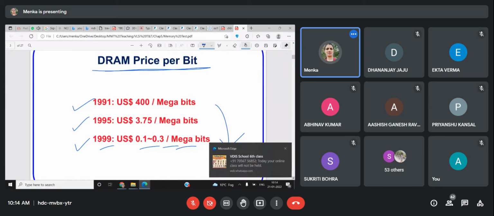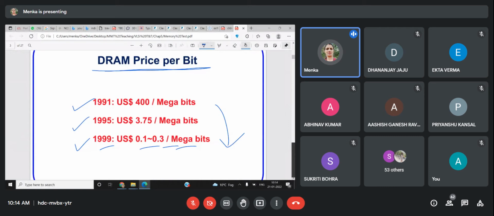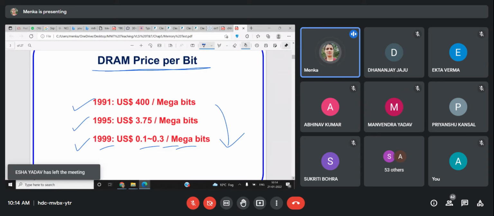गीगाबिट्स में आ रही है ना? योर पेन ड्राइव इज जीबी, राइट? एमबी में कुछ आती है क्या पेन ड्राइव आज की डेट में? No, ma'am. No, right? Not even RAM, nothing comes in MB nowadays. Earlier days it was MB.